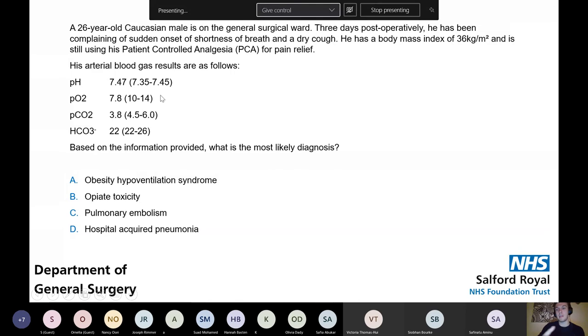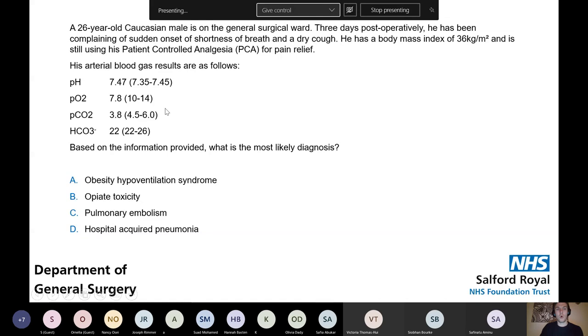So he's transferring gas well. That CO2 is being blown off, is reducing. So that acid in his blood is coming down. So as a result, we see an alkalosis. This is a respiratory alkalosis because his bicarb is in the normal range. There's no metabolic factor to the pH that we're seeing here.